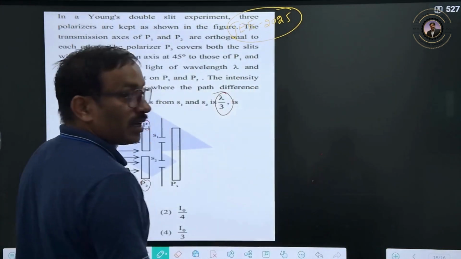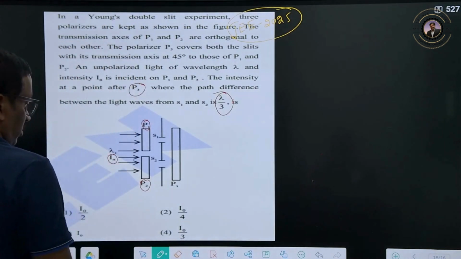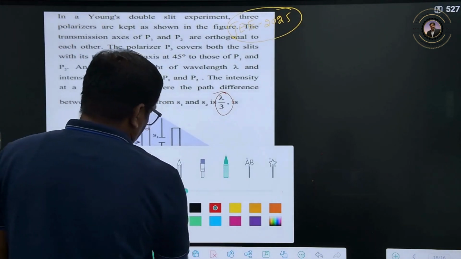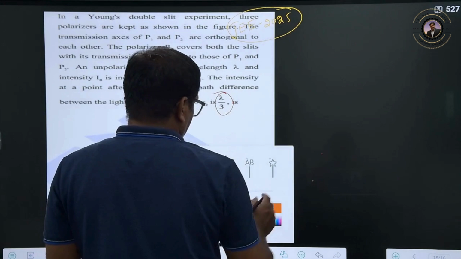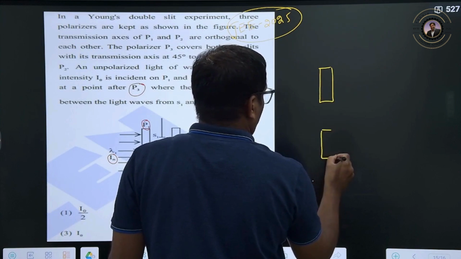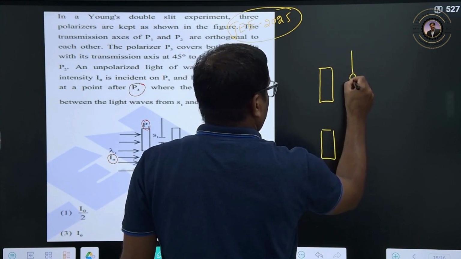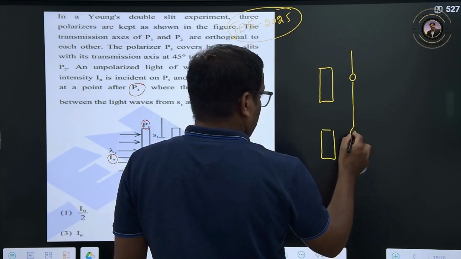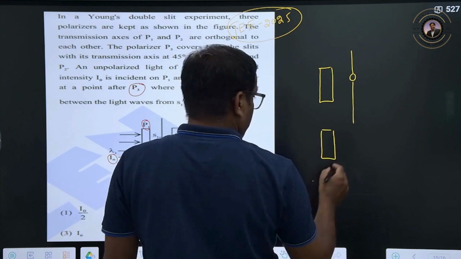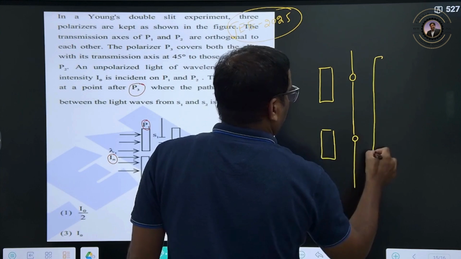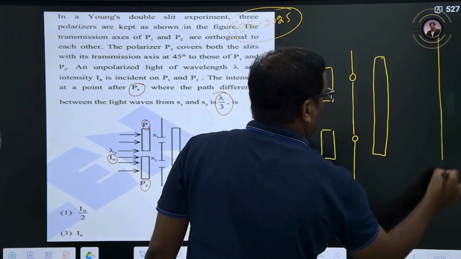First of all, let us calculate the intensity of light passing through this one. First this is unpolarized light of intensity I naught. I will draw it so that you can get clarity. This is one polarizer, and this is another polarizer which is kept in between these two. So one more big polarizer is there. He is asking the intensity at a certain point.